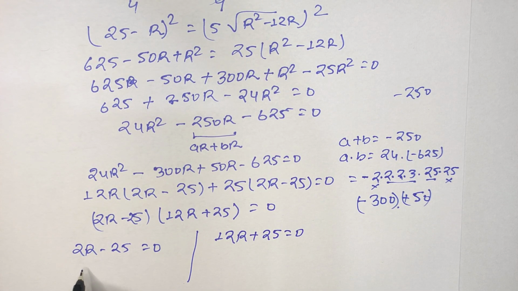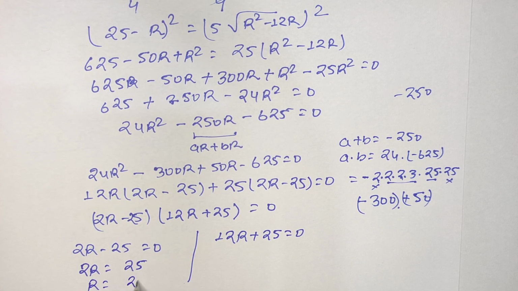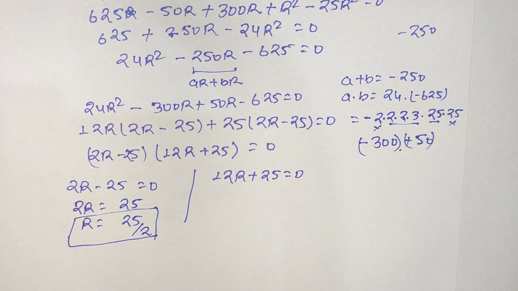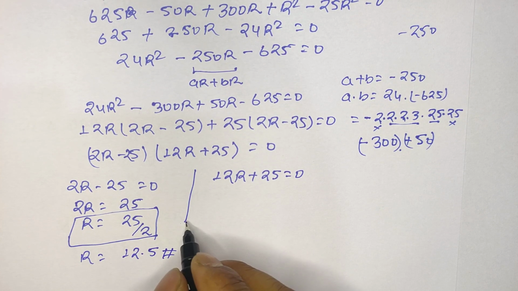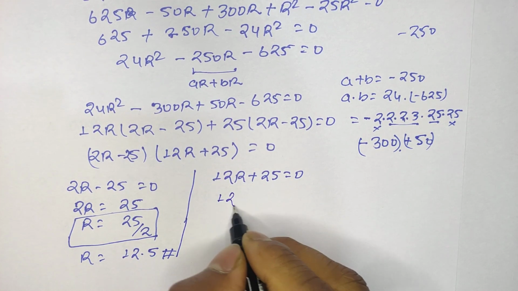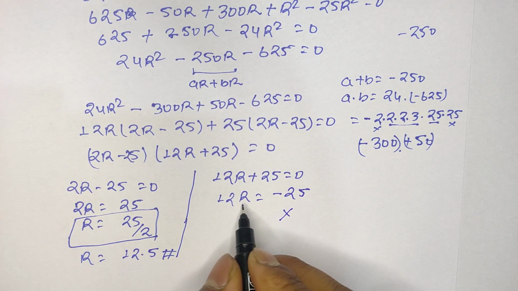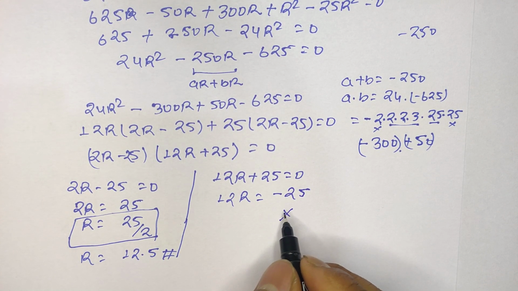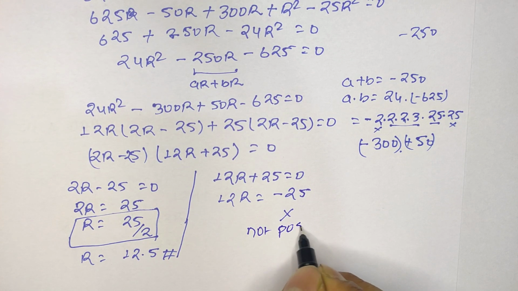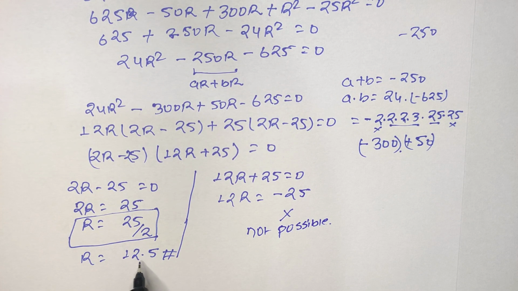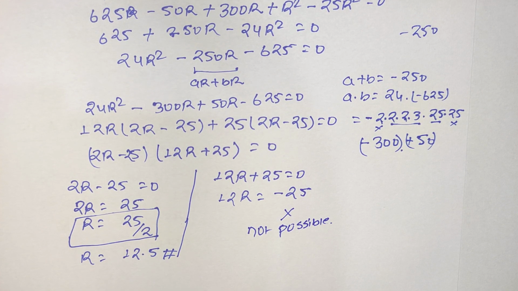So from here we can say that 2r equals 25 and the value of r equals 25/2. So this is our radius of the semicircle, or in decimal form r equals 12.5. And from this equation 12r equals negative 25, which is not possible, because the radius must be a positive value, not a negative value. So this case is not possible. So we have only one answer for the radius, that is r equals 25/2, or in decimal form 12.5, which is our final answer of this question.